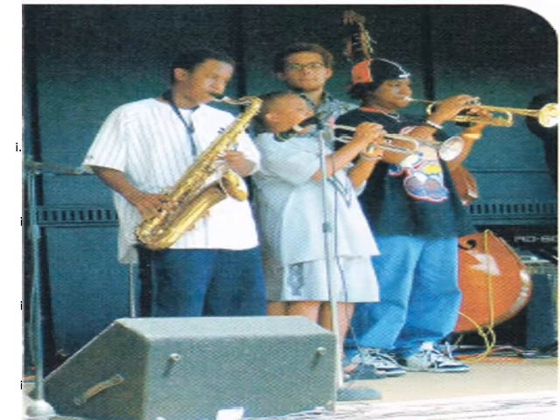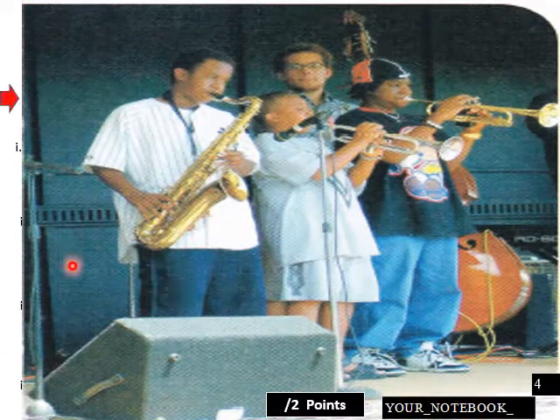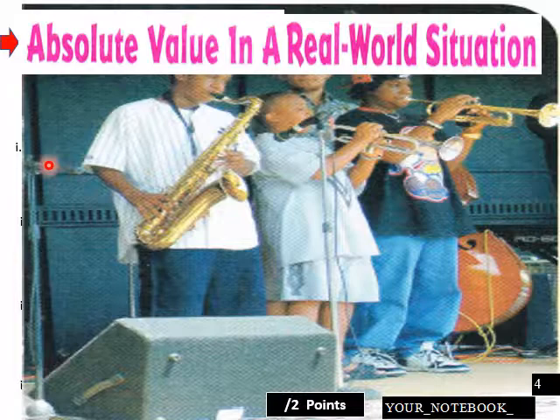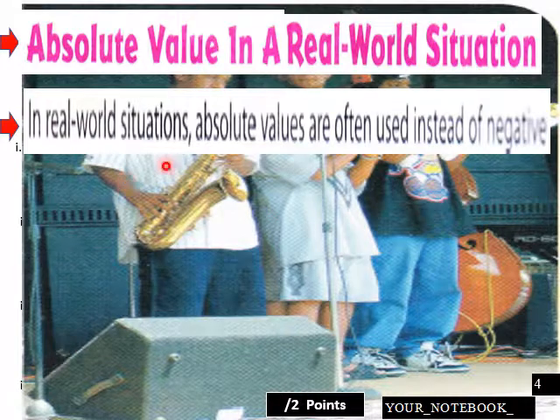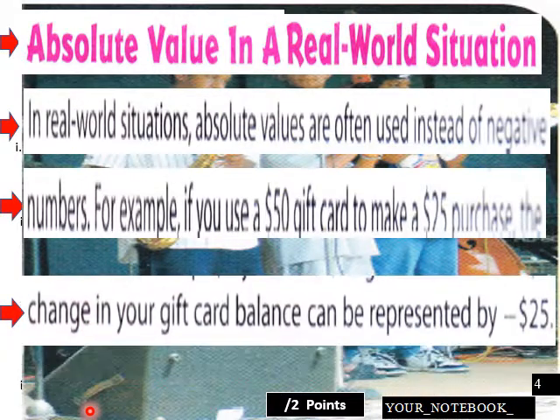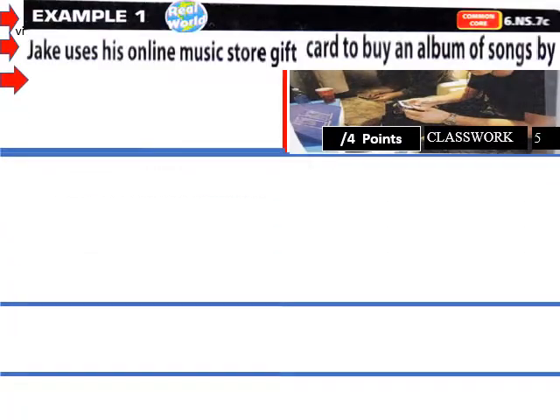Okay, so we got this here. Onward to our next slide. This is a notebook entry here, students, page 4 in your notebook. Make sure you make that notation here for this lesson, which is 1.3, absolute value in a real-world situation. Absolute values are often used instead of negative values of numbers. For example, if you use a $50 gift card to make a $25 purchase, the change in your gift card balance can be represented by -25. That's one example of absolute value.